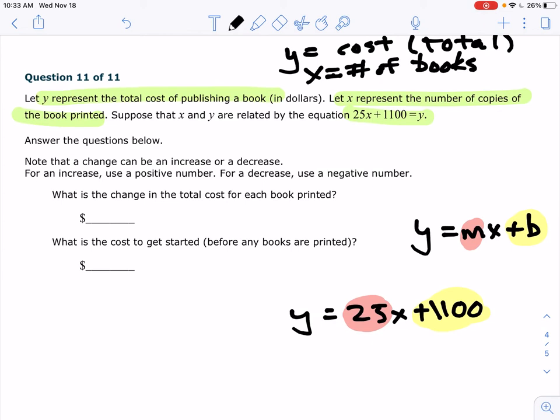And in the case of this problem, that doesn't really help me because they're not asking me to graph it. They're asking me to interpret it and kind of figure out what this stuff means. So let's look at this, and let's just put some numbers in. Let's say, hey, I don't print any books. All right?